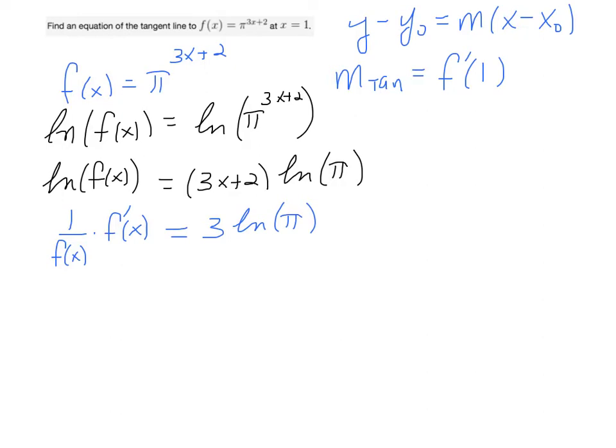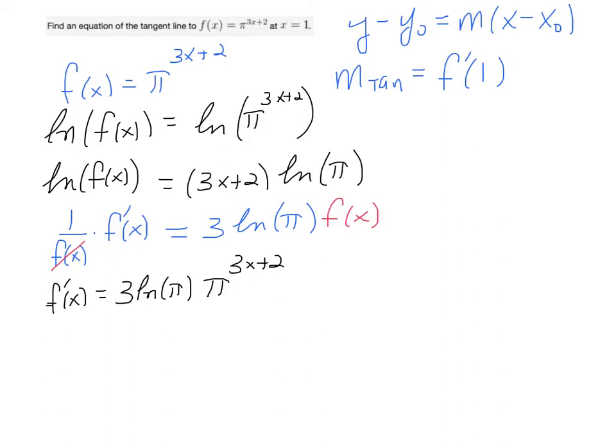So now I want to find f prime of x, that's this term right here. So I'm going to multiply both sides by f of x, and when we do that, the f of x ends up over here. But keep in mind that f of x was equal to pi to the 3x plus 2. So that means that f prime of x is equal to 3 natural log of pi, which is some number, times f of x, which is pi to the 3x plus 2.